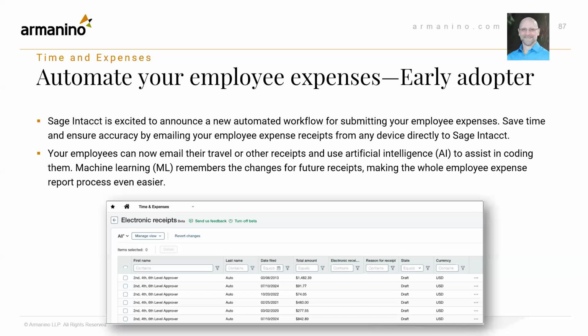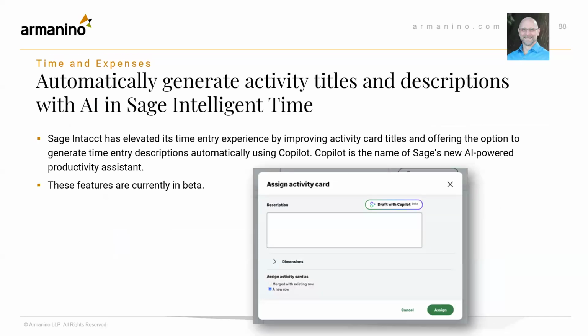Time and expenses. This is pretty cool. Automate your employee expenses, and it's early adopters phase, but this is another use of AI that they're incorporating. So it's a new automated workflow for submitting your employee expenses. Your employees can now email their travel or other receipts and use artificial intelligence to assist in coding them. And then machine learning remembers it. I kind of liken it to like AP bill automation, but on the expense side. So that's super cool.